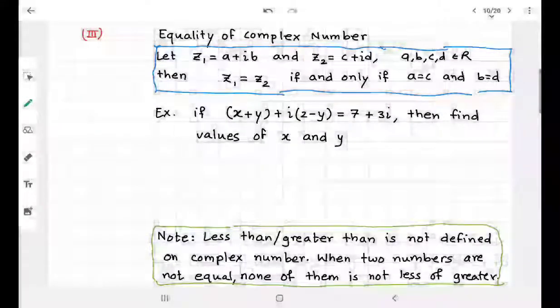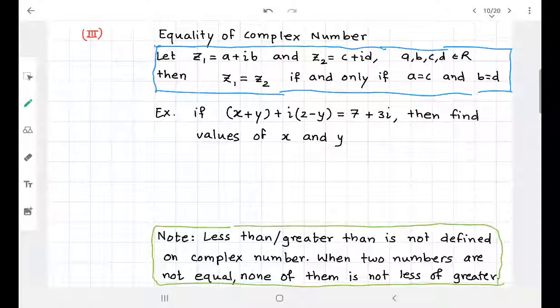Okay, so welcome to this video. Here we will first talk about equality of complex numbers. Let z1 is equal to a plus iota b and z2 is equal to c plus iota d, where a, b, c, d belong to R. So this z1 and z2 are two complex numbers. Then remember that these two complex numbers z1 and z2 are equal if and only if a is equal to c, that is real part of z1 is equal to real part of z2, and b is equal to d, imaginary part of z1 is equal to imaginary part of z2.